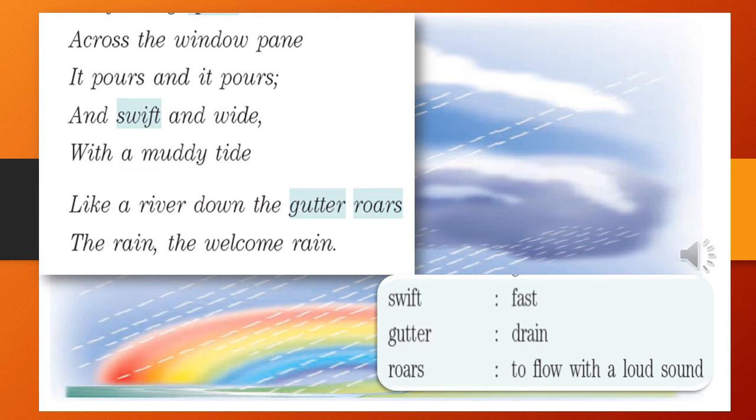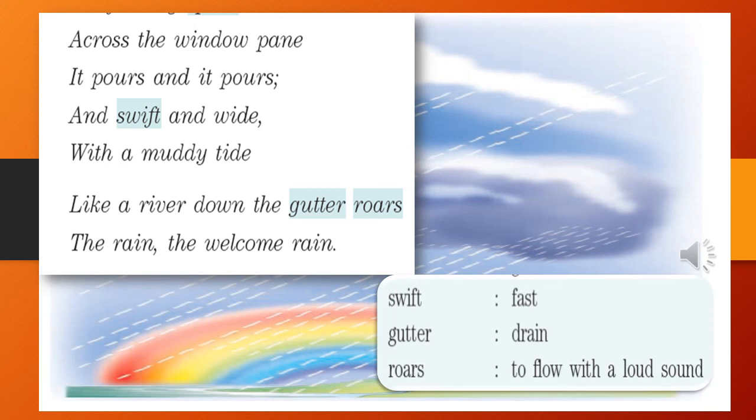Now moving on to the third and the final stanza. Across a window pane it pours and it pours, and swift and wide with a muddy tide, like a river down the gutter roars the rain, the welcome rain. So in these lines the poet is telling how beautiful it looks when the rain is falling on the window pane, and how swift, meaning fast, and wide the gutter looks. A gutter is a drain, or in Hindi you call it a nala. And it is full of rainwater which is very muddy.